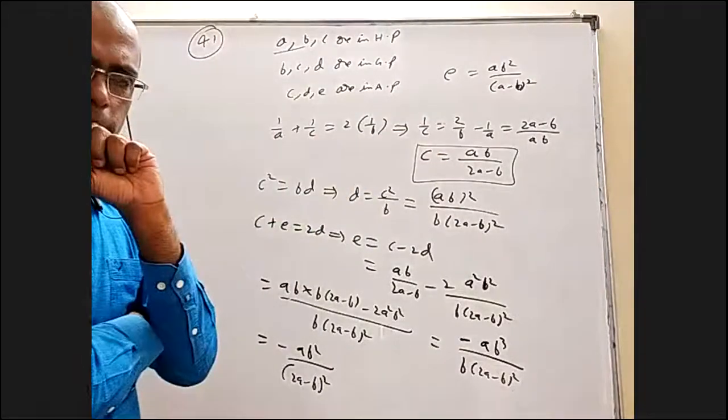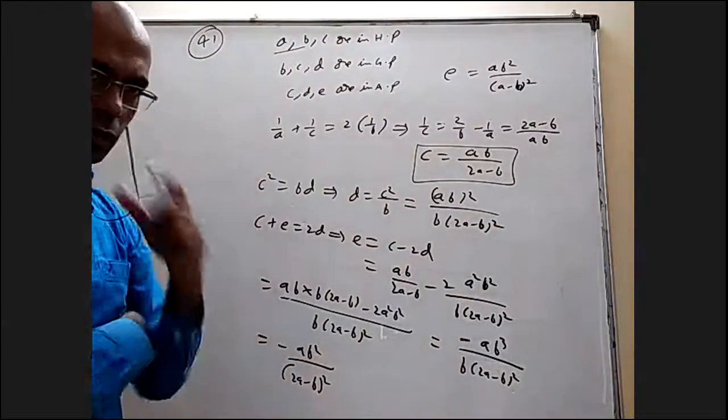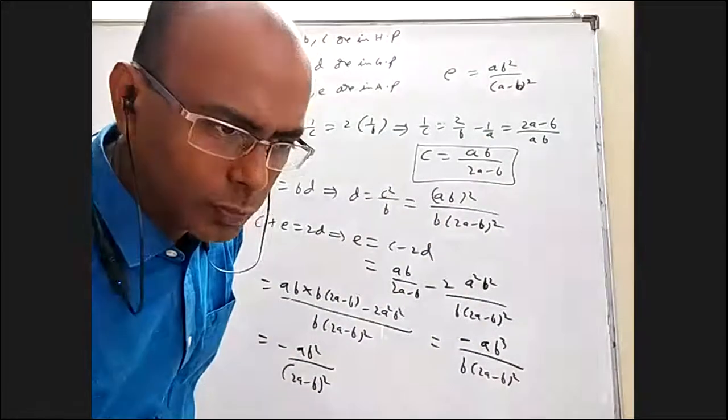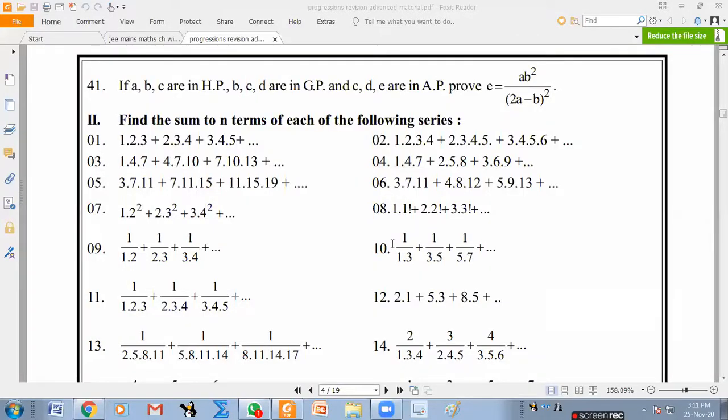Sir, E equal to 2D minus C. What? Sir, you read the question wrong. E equal to 2D minus C. Acha, okay. A, B, C are in HP, B, C, D are in GP, C, D, E are in AP. I took the question correct only, right? Sir, you wrote E equal to C minus 2D. This one, so that is 2D minus C. Oh, this one I wrote reversed. Okay, only minus. E is 2D minus C.